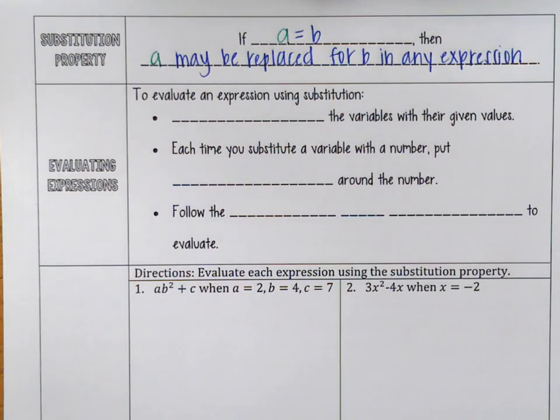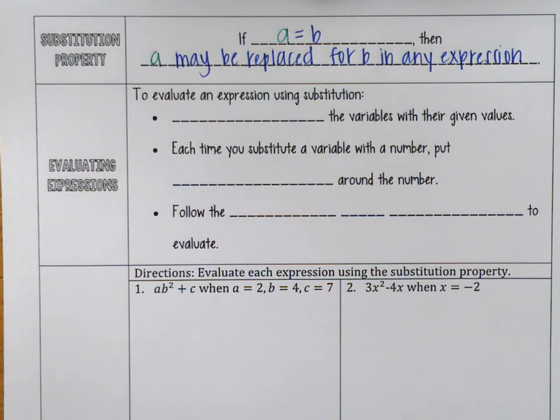So essentially, let's put it in layman's terms. You guys are familiar with substitute teachers. A substitute teacher comes in and tries to replace a teacher when they are not there. And so oftentimes in math, we will say x equals 4. So wherever there's an x, we replace that x with a 4. And that's what the substitution property is primarily used for in math.